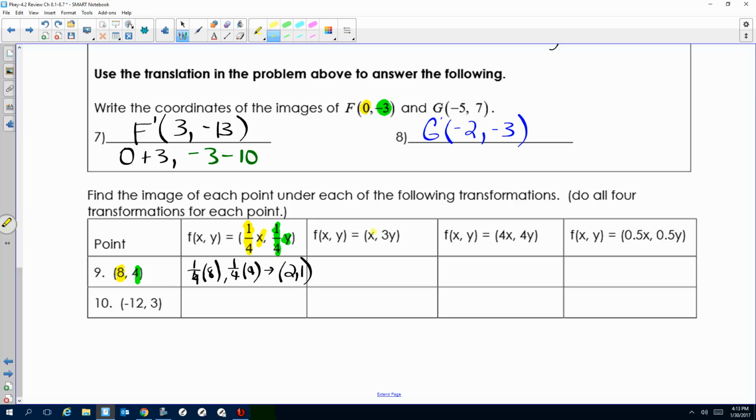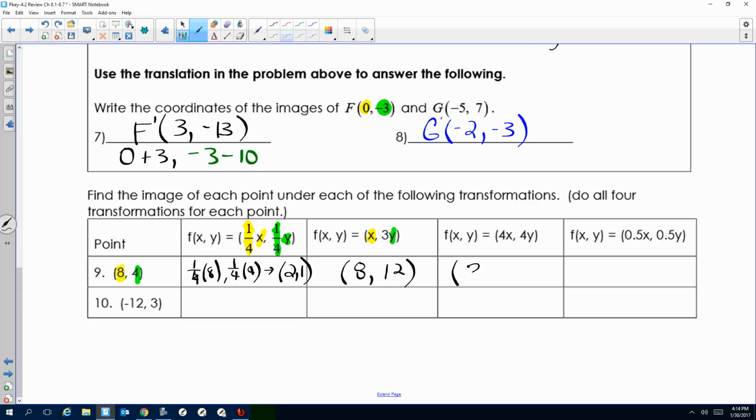This rule says we're going to keep the x the same, but now we're going to do 3 times the y. Same point, 8 and 4. So this would be 8. And then we're doing 3 times the 4, the y, that would be 12. Good job. So now we're multiplying 4 to both.